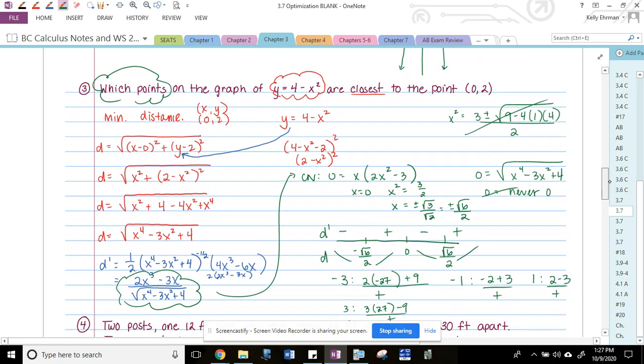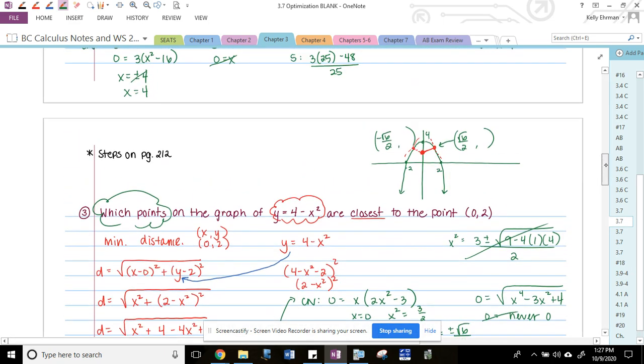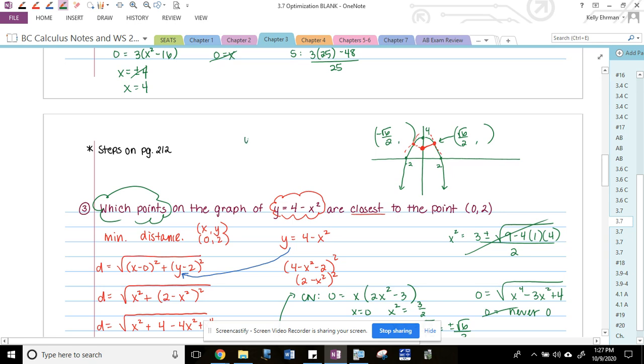So, wow, I really ran out of room here. So I'm going to do this work up here. y equals 4 minus, whether you're plugging in plus or minus, when you square the square root of 3 over 2, you get 3 over 2. 8 over 2 minus 3 over 2 is 5 over 2. And again, graphically, you can see they should have the same y value, just different x values. So the minimum distance occurs at these 2 points.